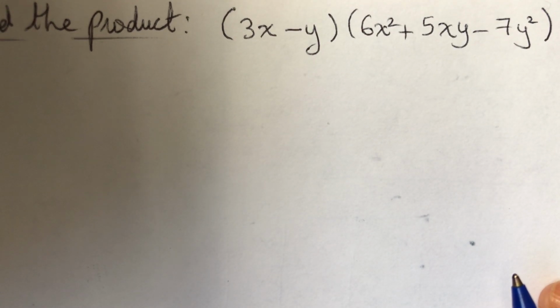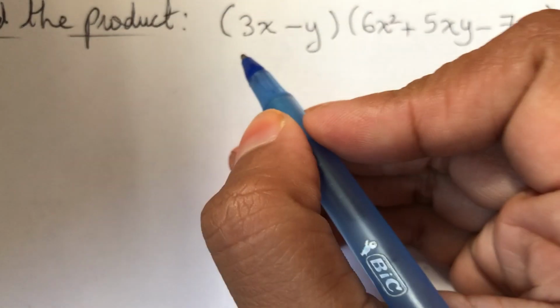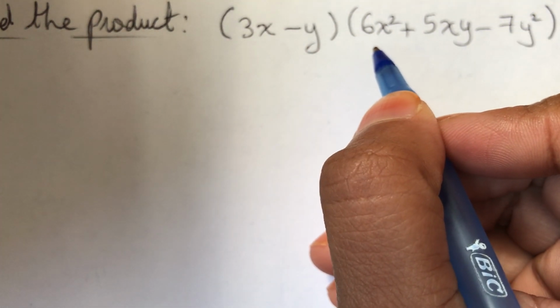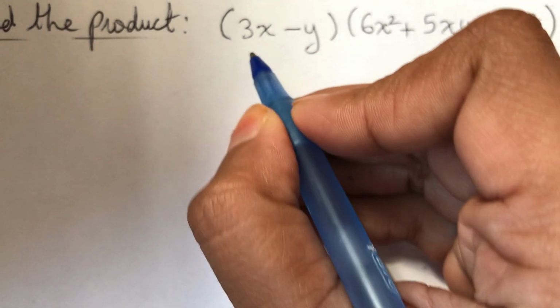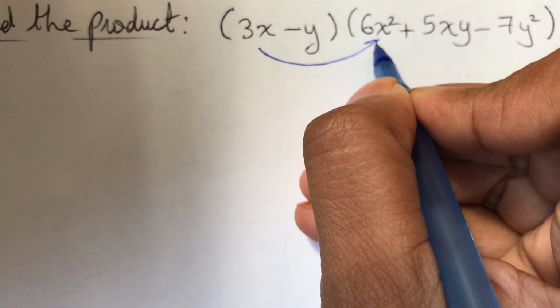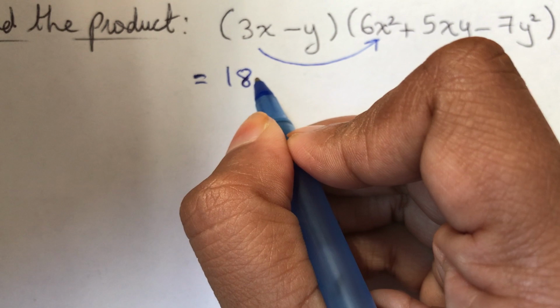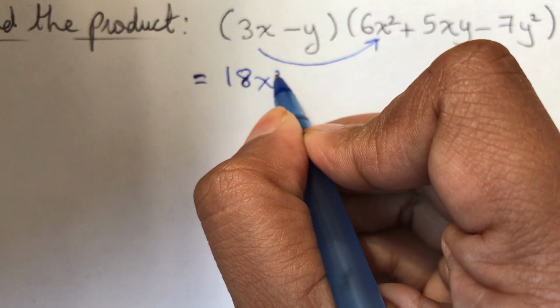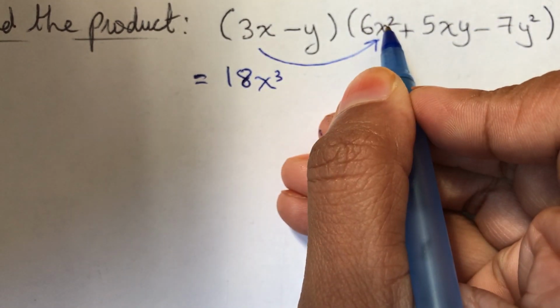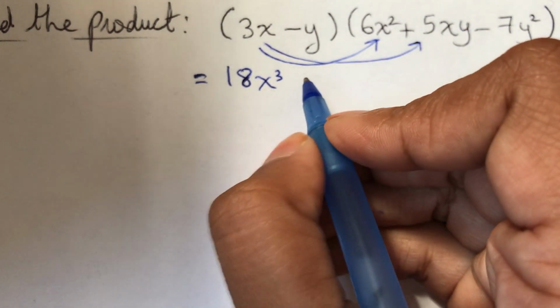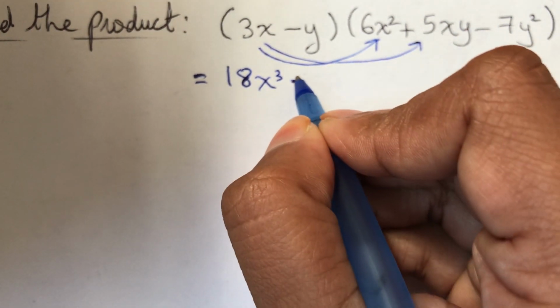Okay, so here we're given a 3x and then we're going to multiply it by a 6x squared. So I'm going to take the 3x times the 6x squared. 3 times 6 is 18, 18x cubed because I'm adding my exponents. Then I have 3x times 5xy. 3 times 5 is 15.